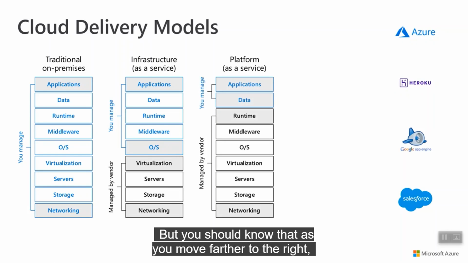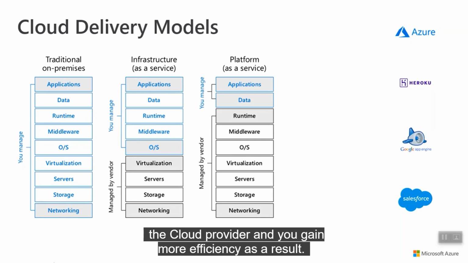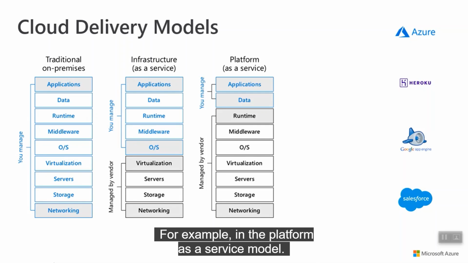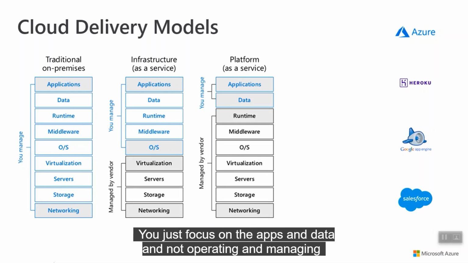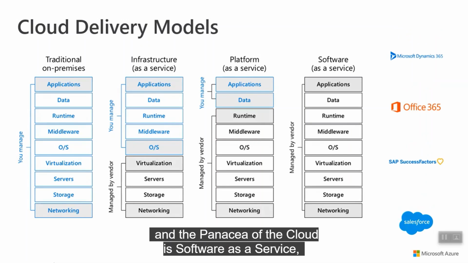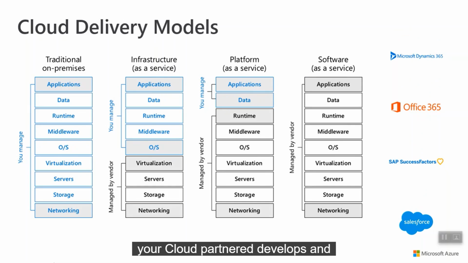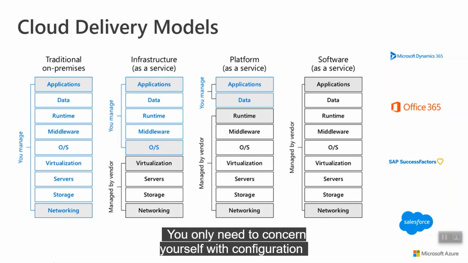But you should know that as you move farther to the right, you delegate more responsibility to the cloud provider and you gain more efficiency as a result. For example, in the platform as a service model, you just focus on the apps and data and not operating and managing the virtualized and software-defined infrastructure, which frees you up to do other things. And the panacea of the cloud is software as a service, which includes services like Office 365, Dynamics 365, and others. In this model, your cloud partner develops and manages the applications and data. You only need to concern yourself with configuration and integrating it with other systems.